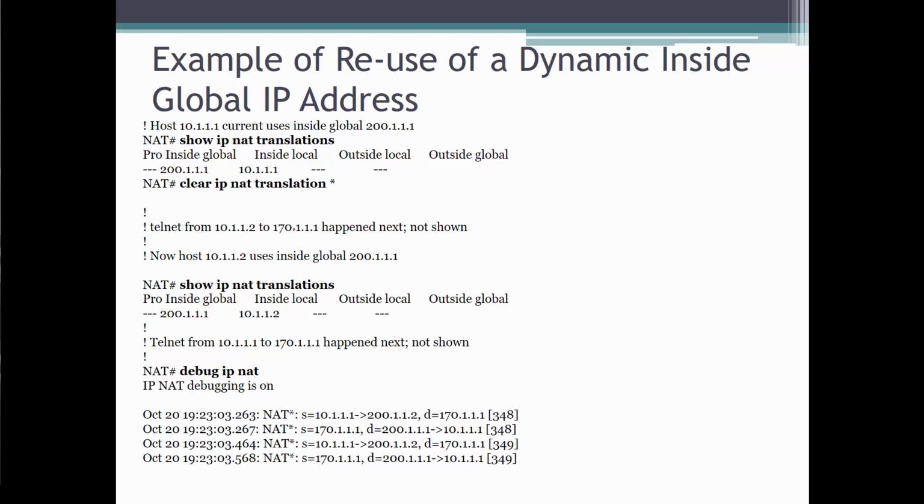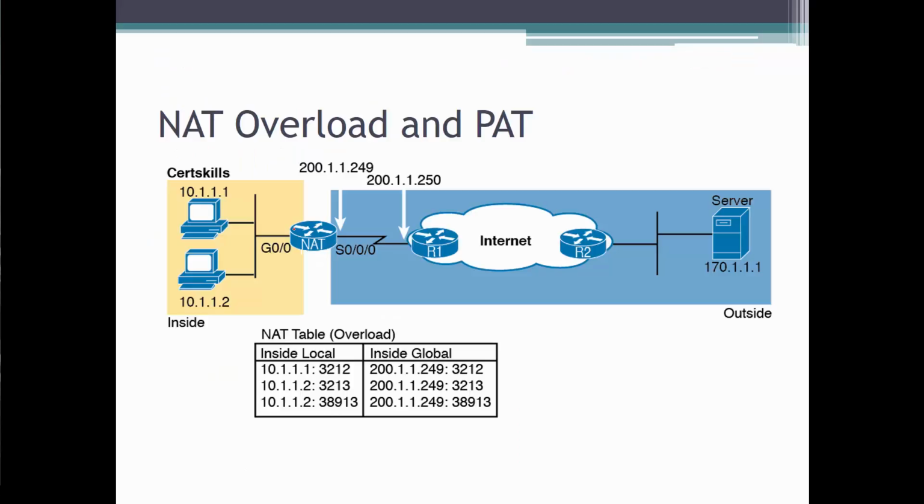Examples of a reuse of a dynamic inside global. If we are doing it from a pool and we only have one public IP address, all of our private addresses are going to keep reusing that global address. Here is our, again, NAT overload and PAT. All of these will be mapped to that public IP address, and they just change the port number so that the NAT router knows which conversation goes to what address.